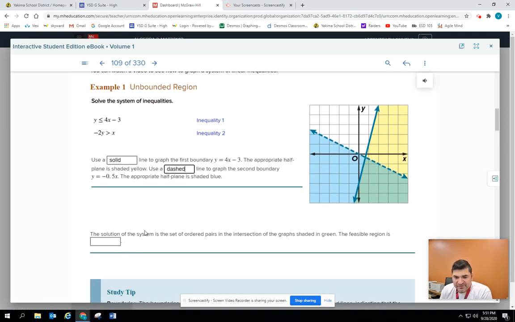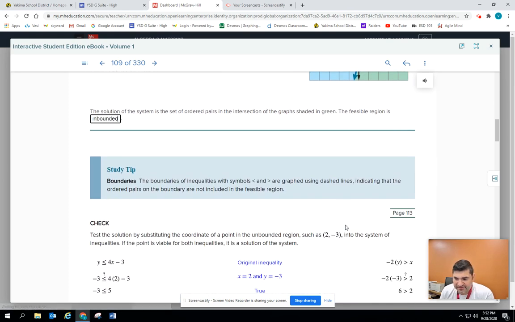Okay. The solution of the system is the set of ordered pairs in the intersection of the graphs shaded in green. The feasible region is right here. Okay. And it's going to be unbounded. It's unbounded because it can go forever in these two directions. There's no boundaries. It's going to go on forever.